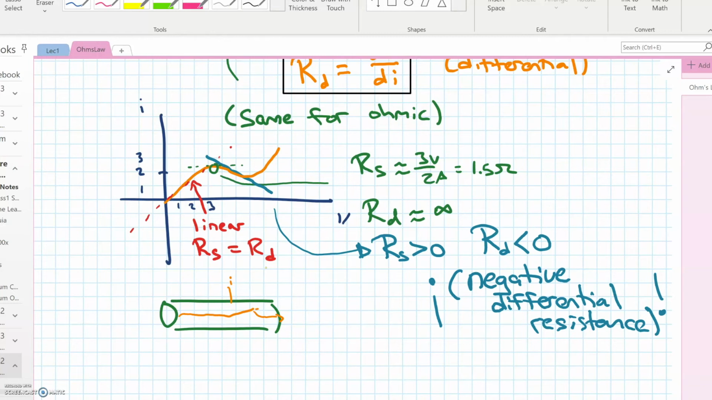But that is an example of a negative differential resistance. More voltage causes more current, causes more voltage, and you get a runaway effect. So that's how we can even talk about the resistance of things that aren't ohmic.